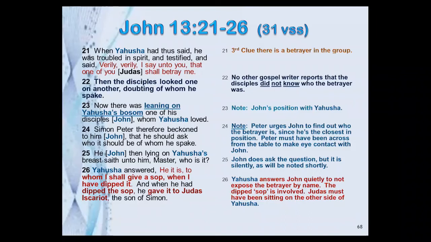"He it is to whom I shall give the sop when I have dipped it. And when he had dipped the sop, he gave it to Judas Iscariot, the son of Simon." You know, I believe that Yahusha answers John quietly so that he does not expose the betrayer by name. The dipped sop is involved, and Judas must have been sitting on the other side of Yahusha. Now, why am I bringing this to your attention? Do you remember what Tenny said about dipping the sop and giving it to somebody sitting next to you? It was a thought of high regard.